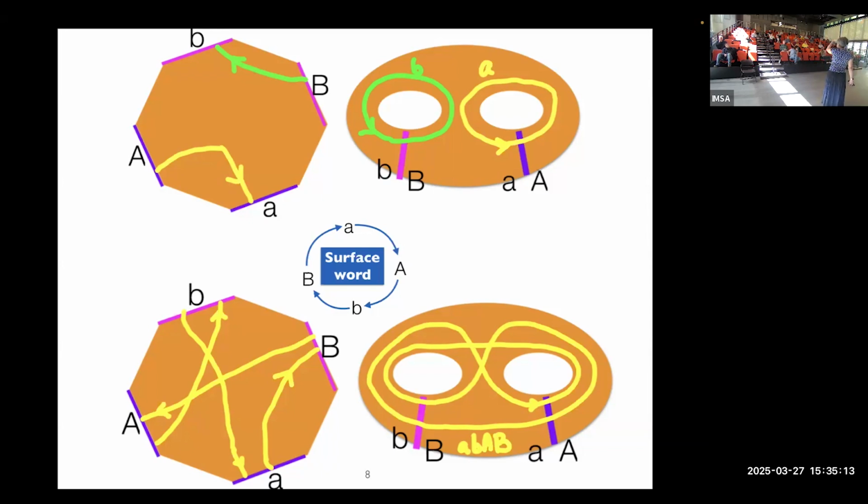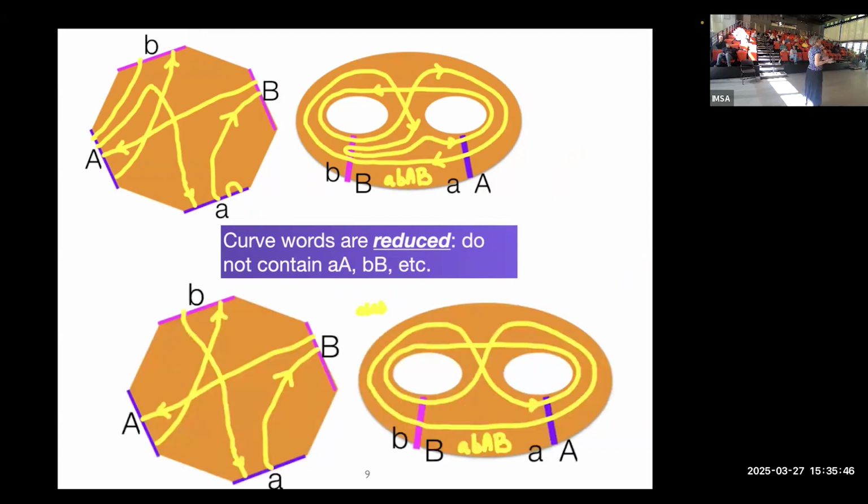The point is, every time I cross an edge, I record the letter that I see before I cross it. And that gives us a curve word. These are two objects that use the same letters, but they have different purposes and different rules. I can repeat letters in a curve word. The surface word has every letter and its inverse exactly once. And curve words are reduced, because having a letter and a letter bar next to each other means going back and forth, and we're working up to homotopy. So to label things, we always use reduced words.